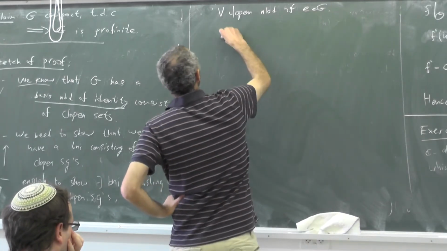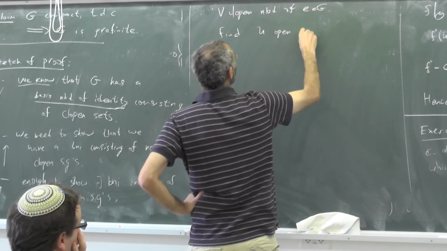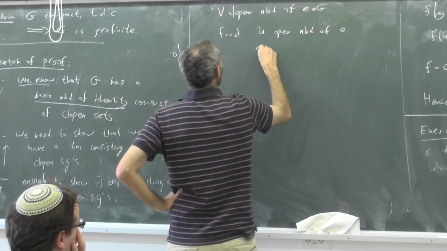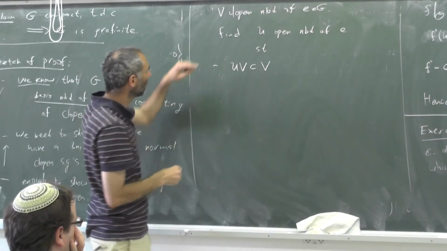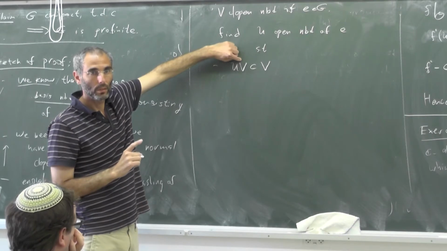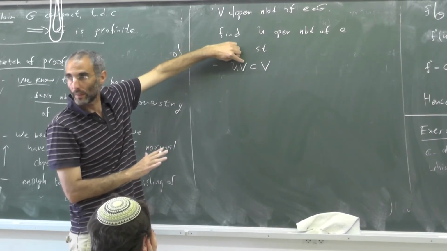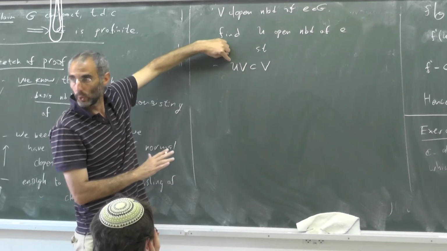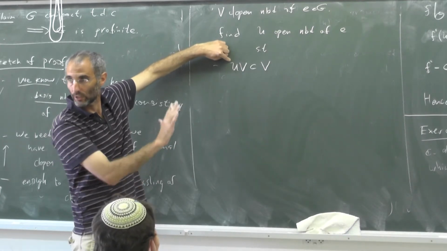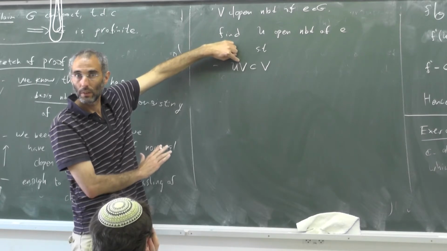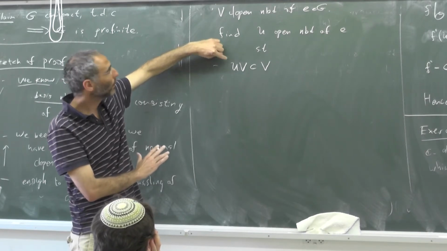So find first U, an open neighborhood of identity, such that UV is in V. Let me explain. For any point in V, V is open. So for any point, there is an open neighborhood of identity such that if I multiply this point in V by U, which is small enough, I'm still in V. This is by the fact that V is open. So I can cover V by such things. But V is also compact, so a finite cover will suffice. So I can find U's which will do it uniformly for any point. Okay, so this is a fact.